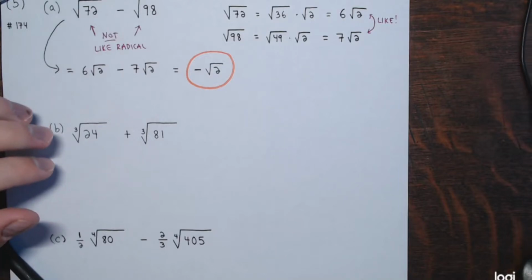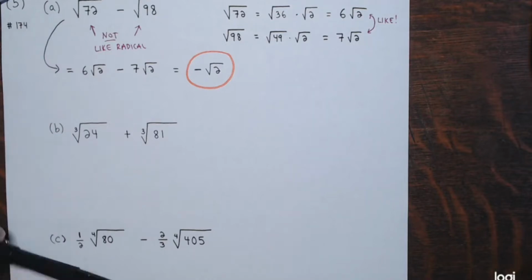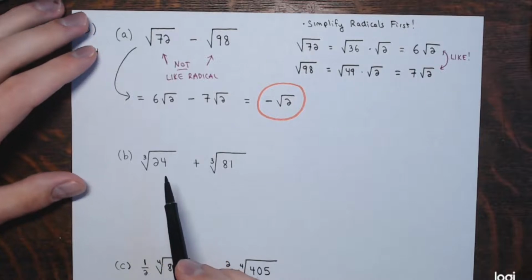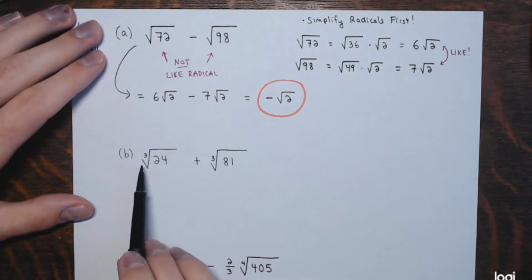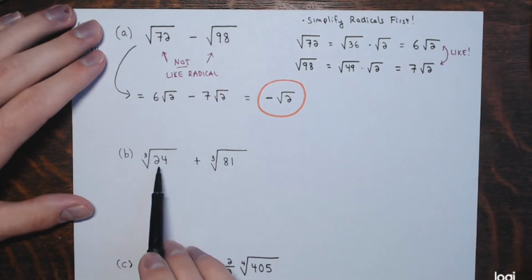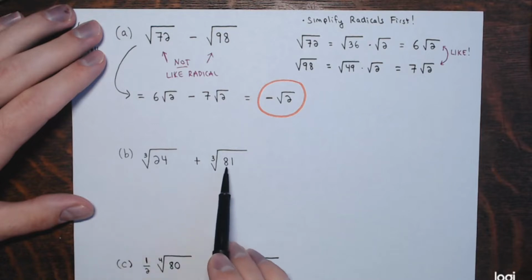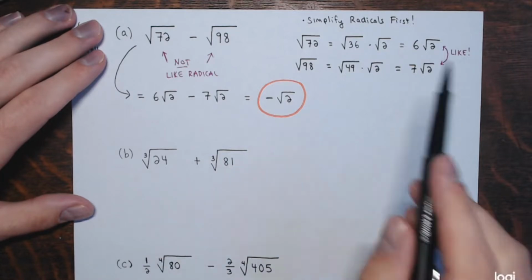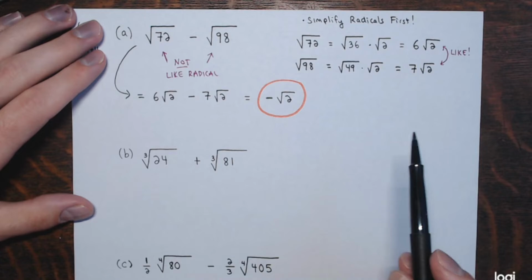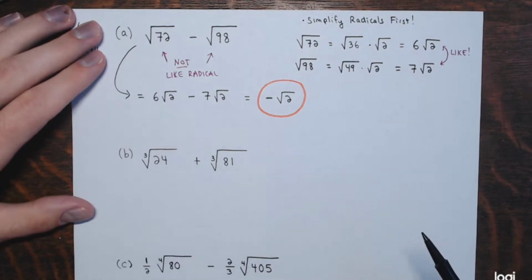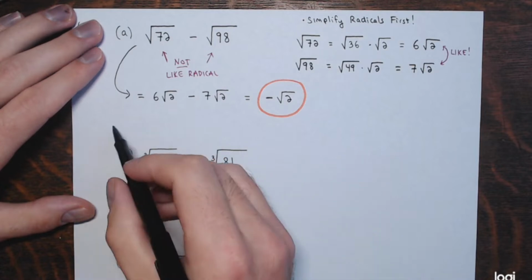Okay. So part B, same thing, but this time they're cube roots, and they're starting off not like, right? We have the cube root of 24, and this radical in this term is a totally different radical. It's not the cube root of 24, it's the cube root of 81. So if that's the case, we need to simplify radicals first and then add any terms with like radicals. Alright, so off to the side here, let me just make a little separation here.